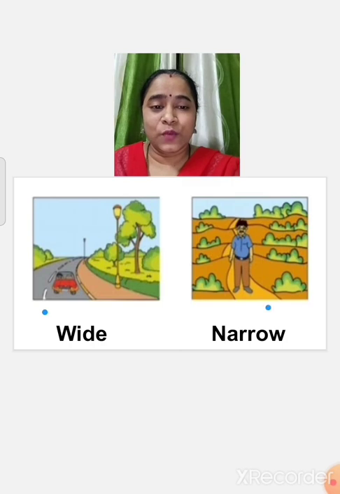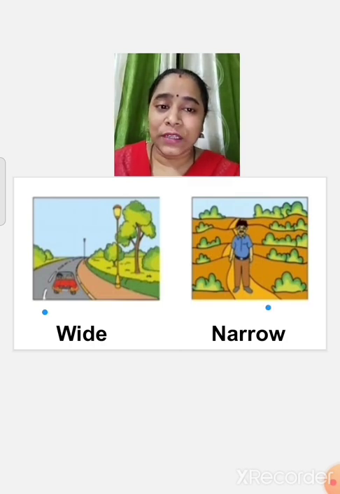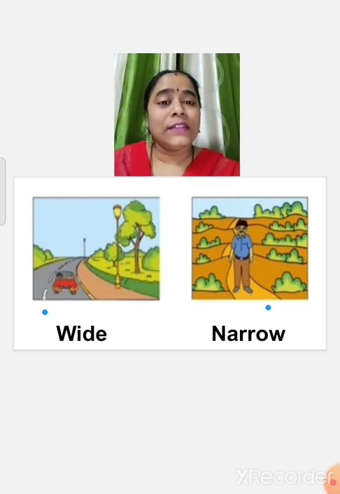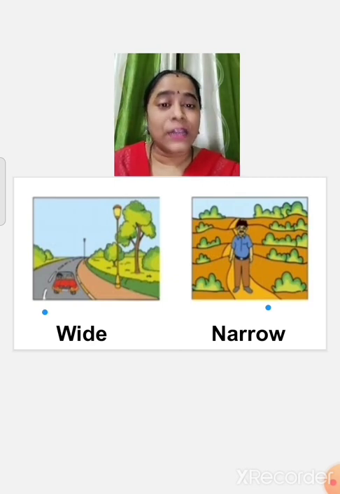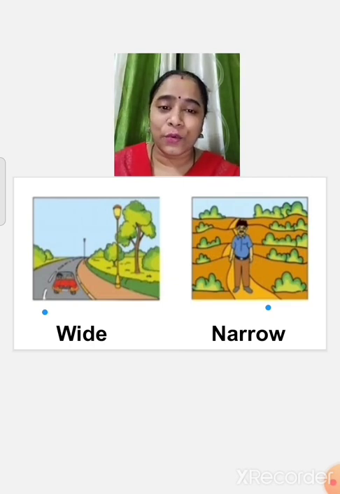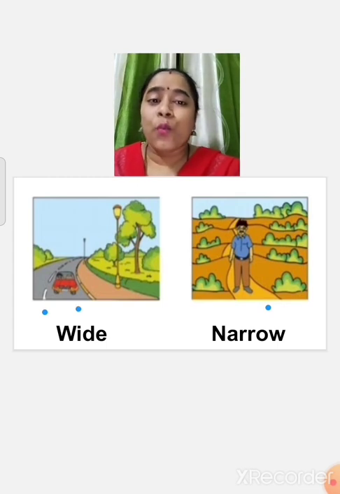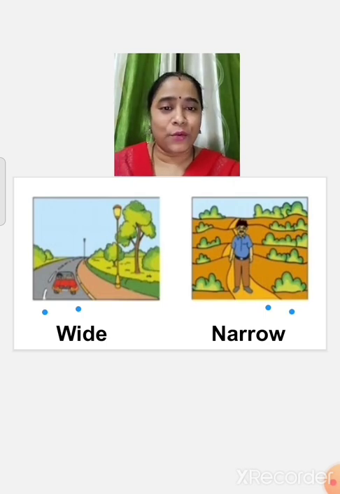See children, this one. This road is narrow. The sides are closer to each other. So this one is narrow. This one wide. This road is wide. And this road is narrow.